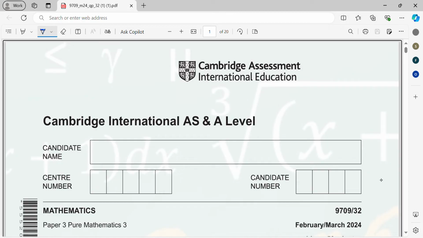This video is to discuss Cambridge International AS and A-Level Mathematics Paper 3, which is Pure Mathematics 3, for February-March 2024, and the code is 9709/32. So let's move on to question number 1.